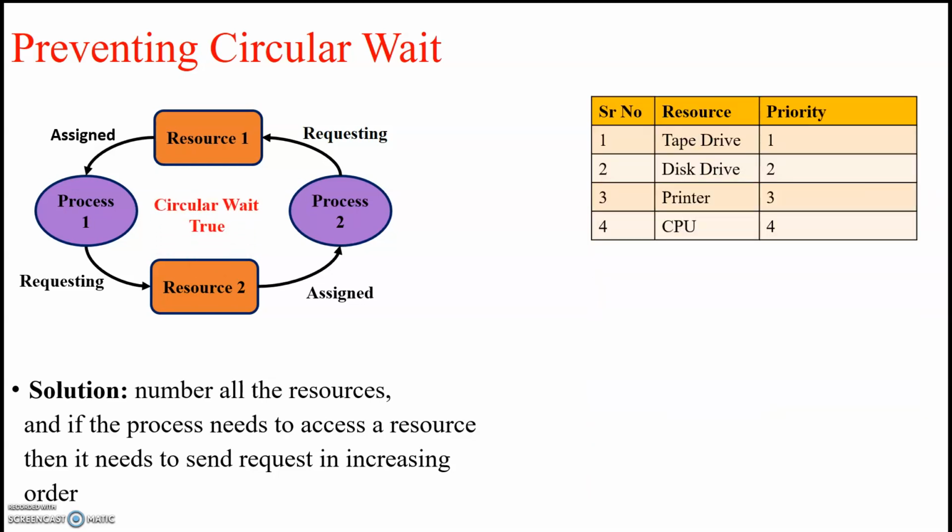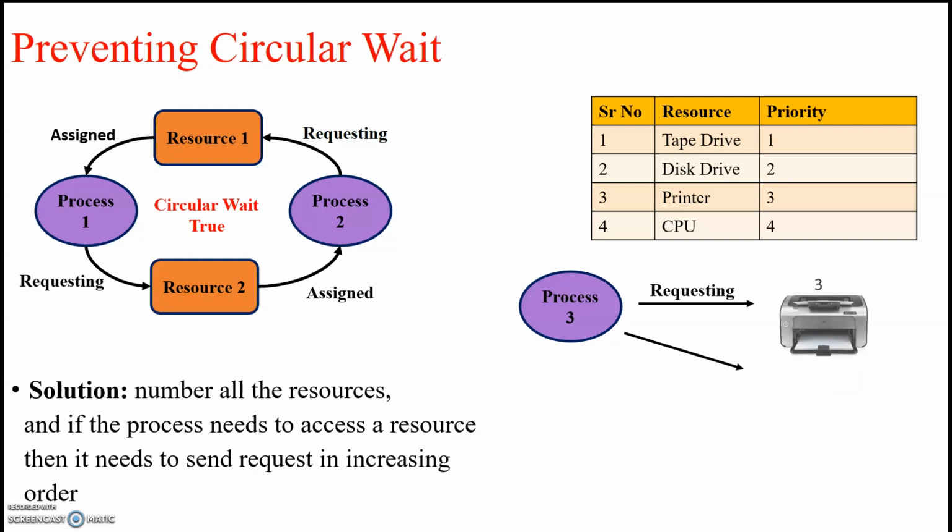What do you mean by that? So here, all the resources that are there, we will maintain a table which will number these resources in increasing order. For example, tape drive is having serial number 1, disk drive 2, printer 3, CPU 4. Now let us say there is one process P3 which is requesting for a printer whose number is 3. So what we have learnt over here, the process needs to send requests in increasing order. Now process P3 also wants to access tape drive and disk drive whose numbers are 1 and 2. But then process P3 will not be able to access 1 and 2.